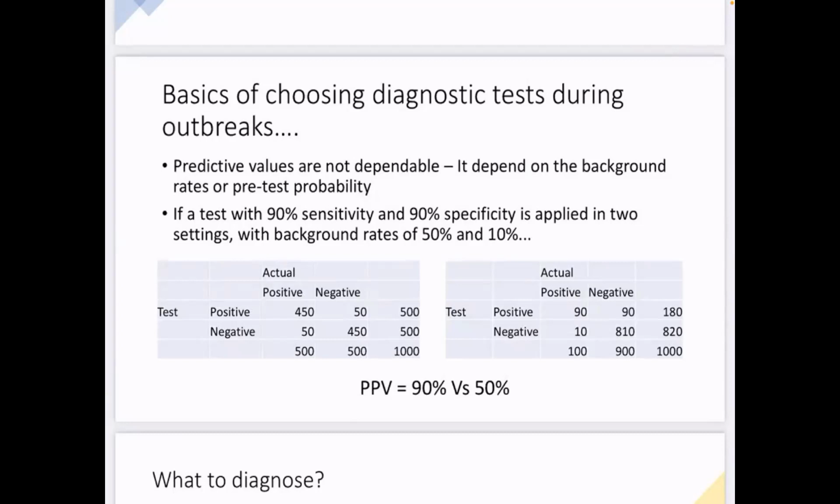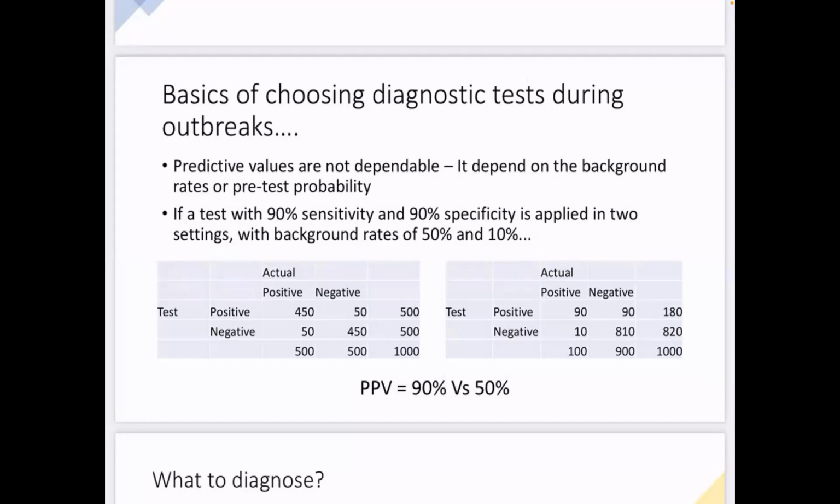If you are giving the same test, which has the same sensitivity and specificity, in two locations, you can see the two tables here. The first table is the same test, which has 90% sensitivity and 90% specificity, given in a context where 50% out of the 1,000 individuals are positive. The same test is done in a second context where out of 1,000 only 100 are positive.